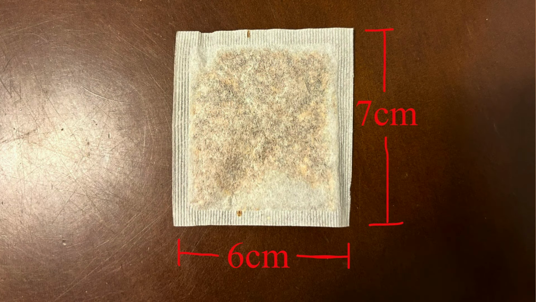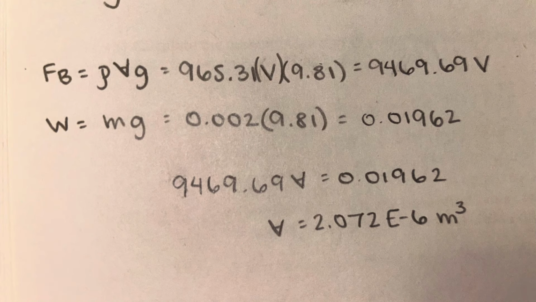A standard Celestial Seasonings tea bag has a height of 0.07 meters or 7 centimeters and a width of 0.06 meters. Pulling out her calculator, she solves for the force of buoyancy, which is density times volume submerged times the force of gravity, and the force of weight, which is mass of the tea bag times the force of gravity. She then sets these two forces equal to each other, as they are equal and opposite.